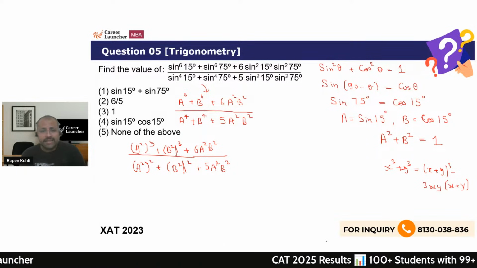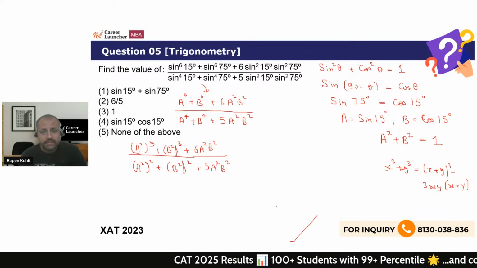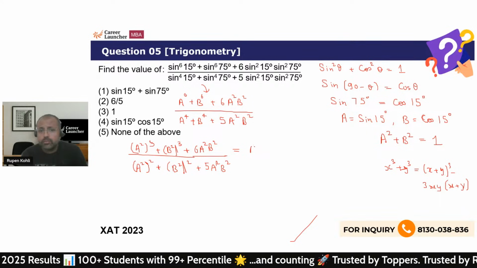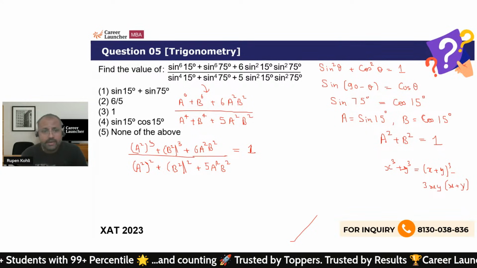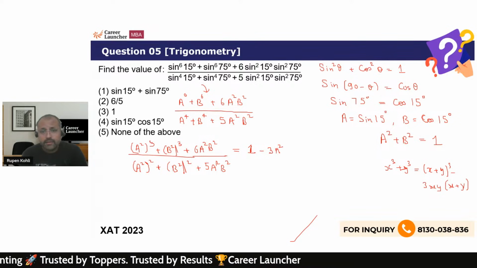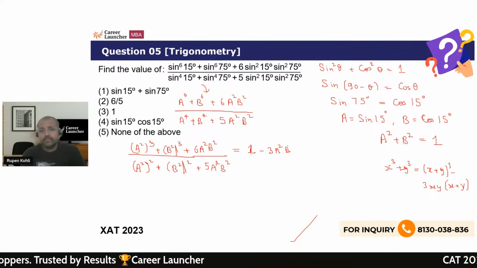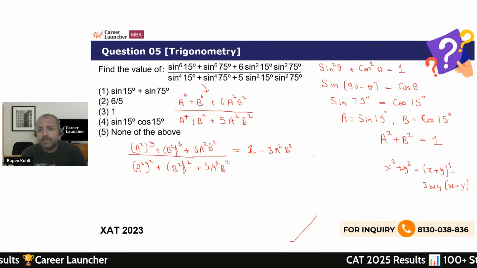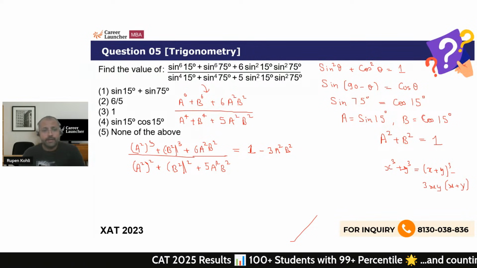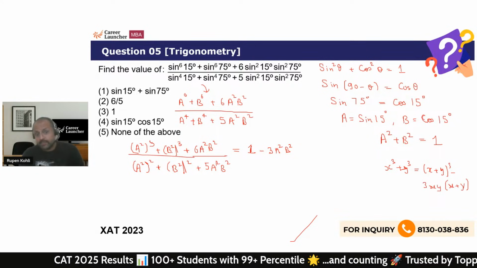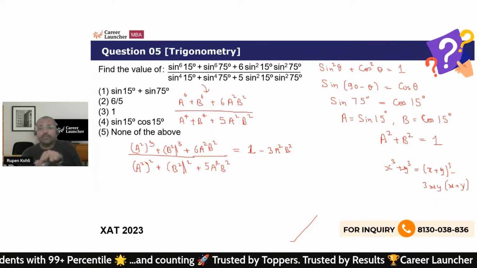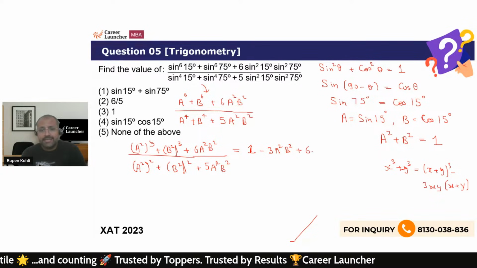So using that, if I now rewrite this, this is A square plus B square whole cube, which is 1 cube, 1, minus 3 A square B square into A square plus B square, which is 1, and then plus 6 A square B square.